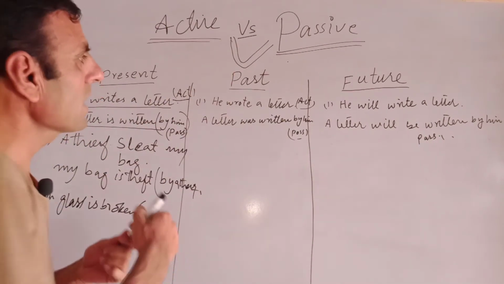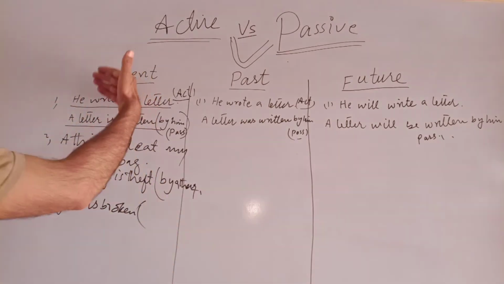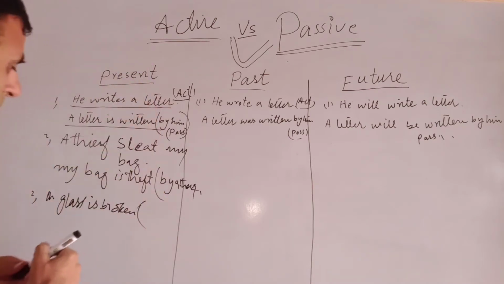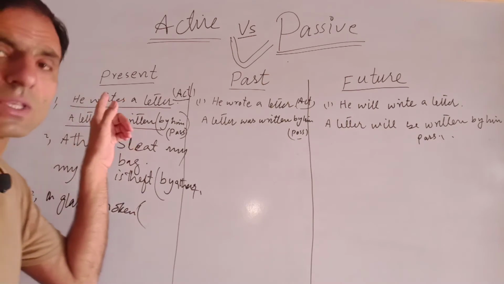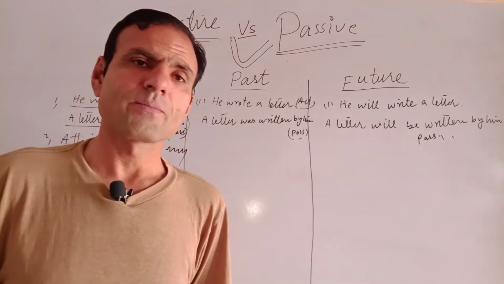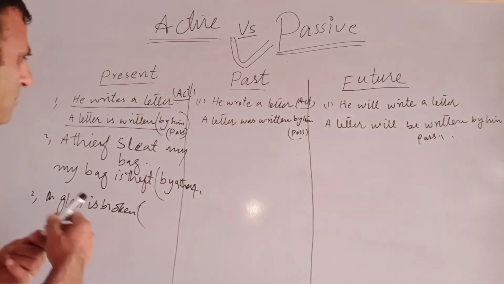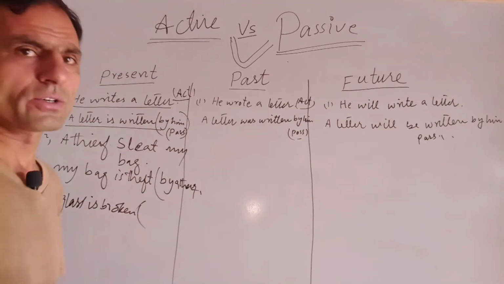Now we go on to the past. First we need to go into the detail of the present a little bit more. Now, he writes a letter. We change the same sentence into continuous: he is writing a letter. How can we change this? The letter is being written by him.